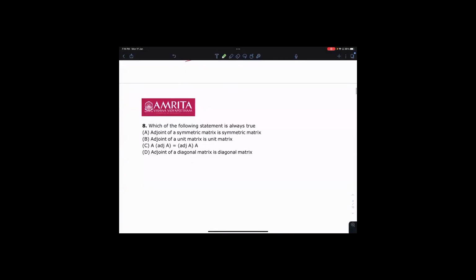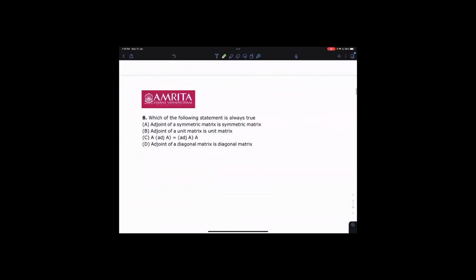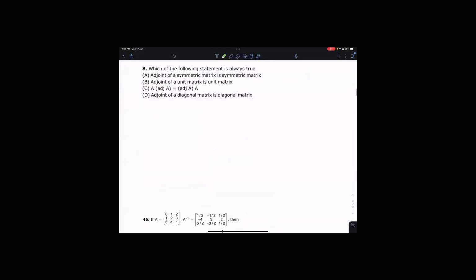Hint you want for this one? I'll tell you. First, let me complete the content, then I'll come to that. Last 5 minutes I'll give for doubts. Okay, 5-10 minutes.